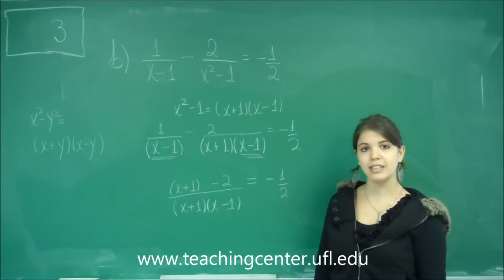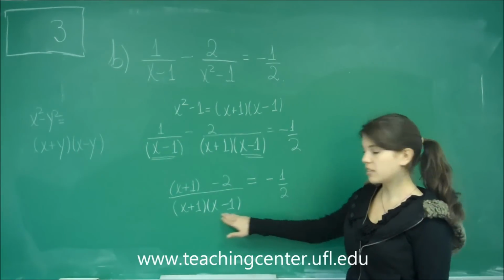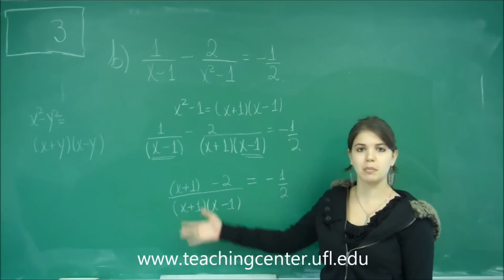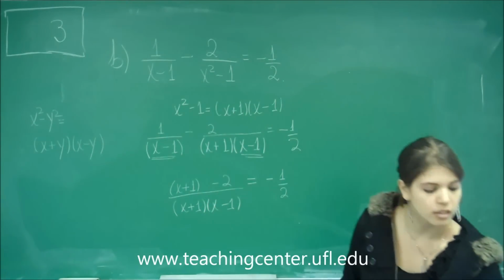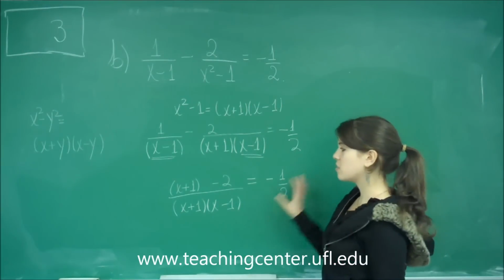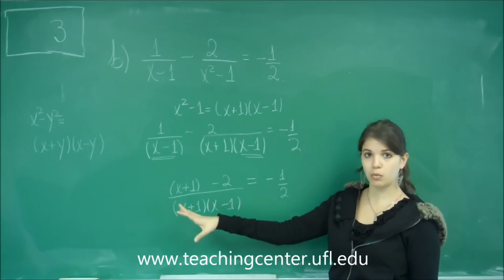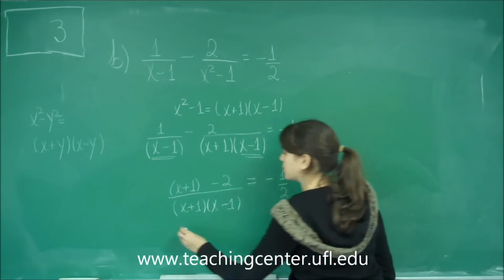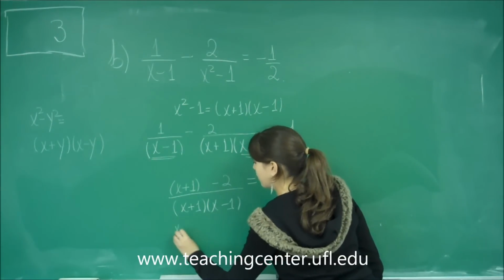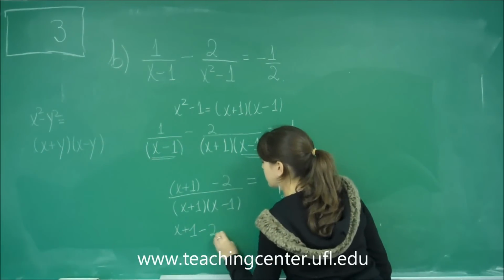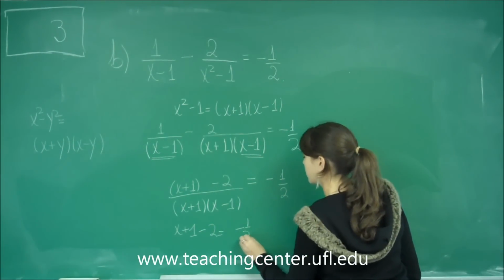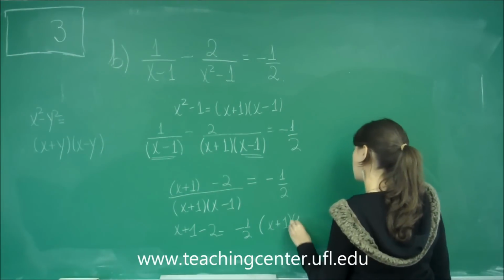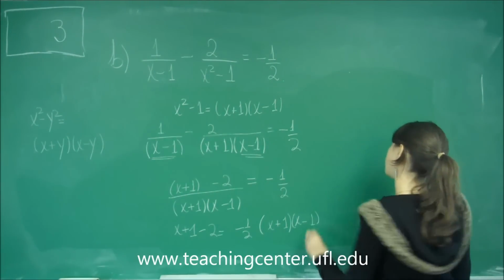Okay? In order to find x, we want to multiply this denominator over to the other side, because we can't find an x when there's something being divided by x. The idea is to multiply this over, then subtract and put everything on one side, set it equal to 0, and then try to factor. You'll see as I go. So here we have x plus 1 minus 2 equals negative 1 times x plus 1, x minus 1.